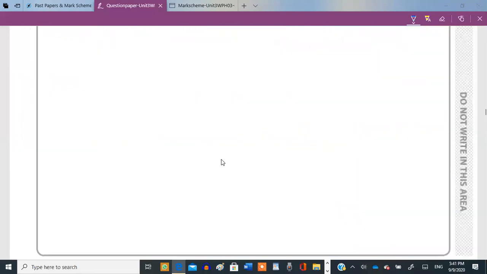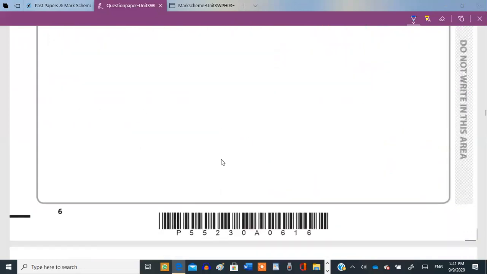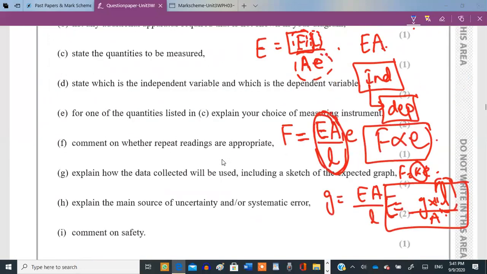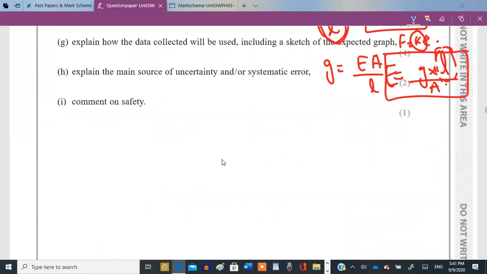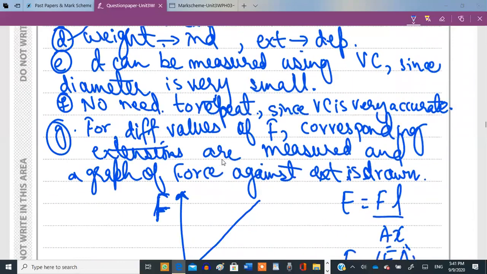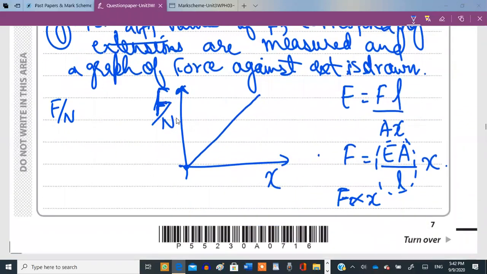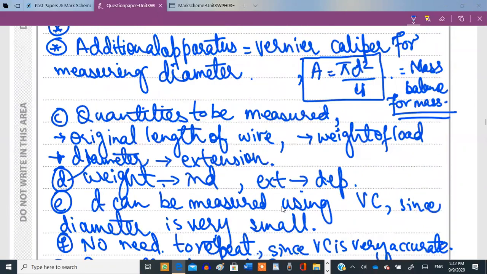And then after that, explain how the data collected will be used. So you take different measurements of the force and then the corresponding values of extensions. Explain the main source of uncertainty or the systematic error in this experiment. It's for 2 marks. Okay, and this sketch and the explanation has 4 marks actually. So I think it's better to give an example, that force in newtons. Okay, and by the way, for the sketch you need to mention the units as well. Force is measured in newtons and the extension is measured in meters.